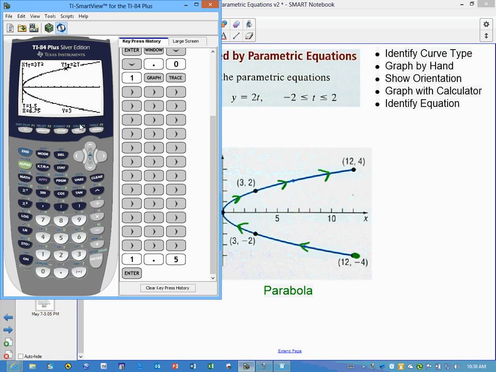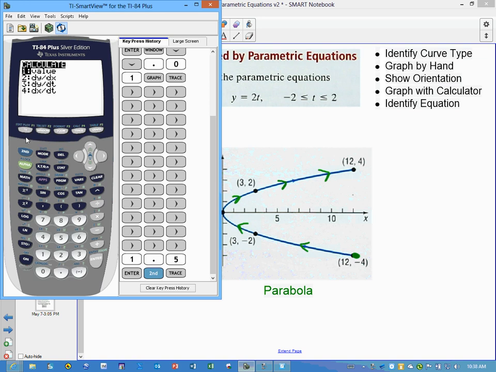Also notice that, unfortunately, if we go into the second trace, which is the calculate menu, in parametric mode, we do not have the minimum or maximum or the intersections. We don't have those tools in parametric mode. So we're going to be using more of the trace to do our analysis.